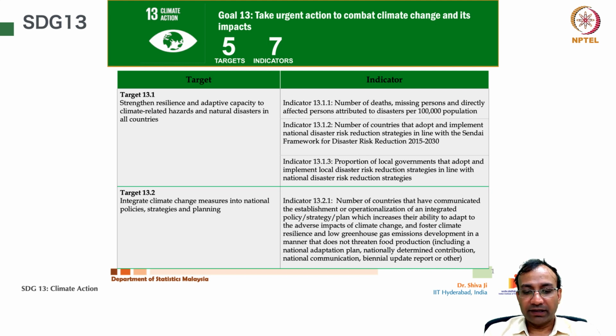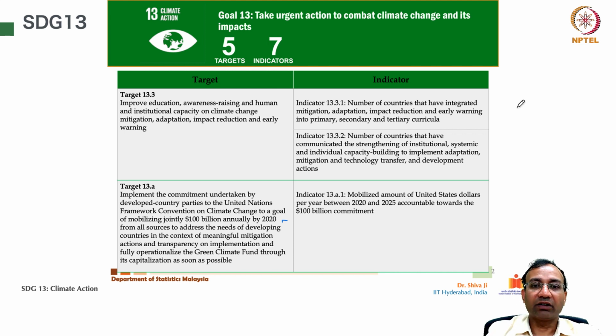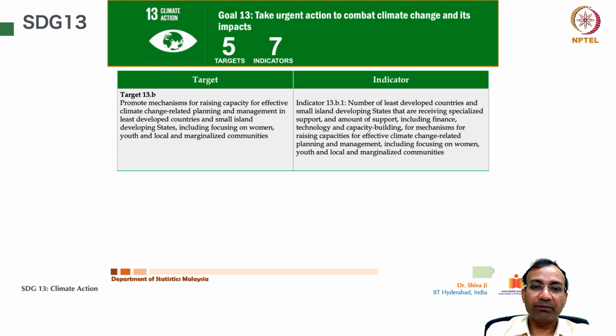So inside this, if you see, 5 targets and indicators: strengthen resilience and adaptive capacity, integrate climate change measures into national policies, improve education, awareness, etc., implement the commitment taken by developed country parties to the United Nations Framework Convention, UNFCCC, and promote mechanisms for raising capacity for effective climate change.